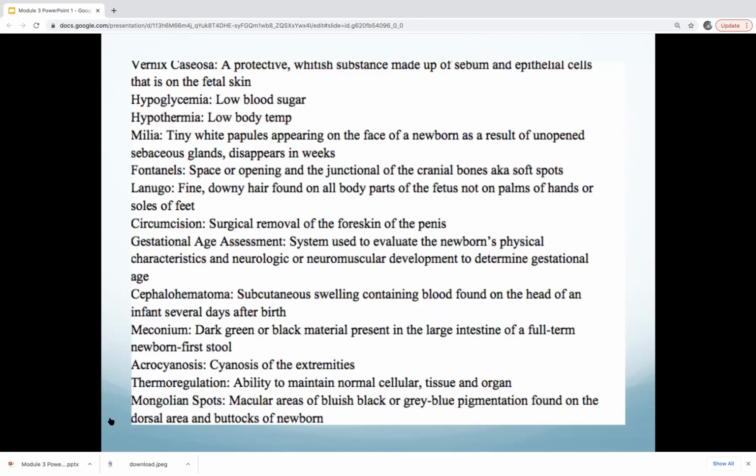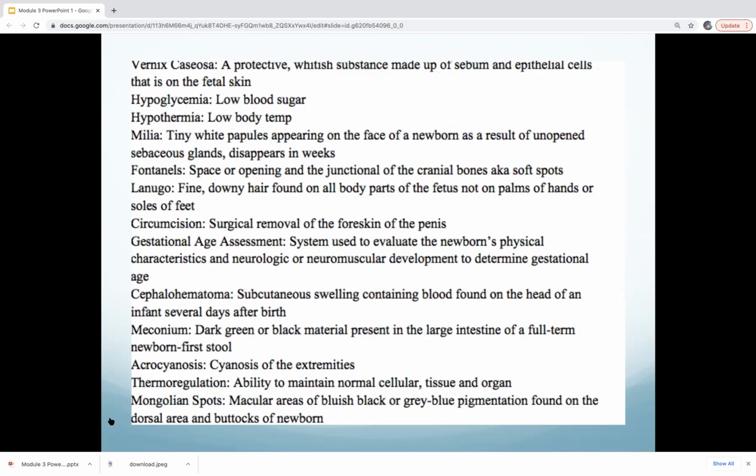Mongolian, let's jump down to the bottom, Mongolian spots. And that's macular areas of bluish, black, or gray pigmentation found on the dorsal area and buttocks of a newborn. Let's jump back up. You know what hypoglycemia is. You know what hypothermia is. Fontanelles, the babies have these soft openings at the cranial bones, and that is to allow overlapping to go through the birth canal.